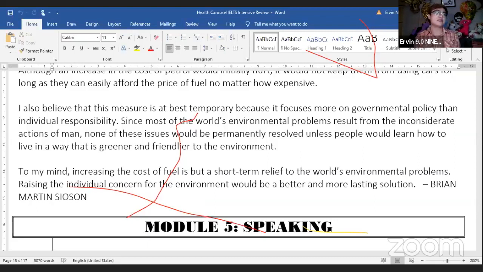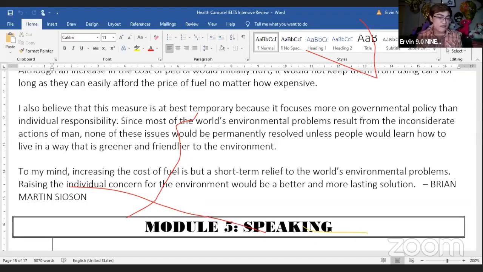He did not come up with something like in conclusion or in summary or therefore, because that's quite common. So he just wrote something like, to my mind, increasing the cost of fuel is but a short-term relief to the world's environmental problems. Go back to the intro, go back to the body. There was no part that Brian wrote something like short-term. What is it that he wrote in his conclusion? He expressed the key points using not exactly the same words that appeared in the intro and in the body. So if we increase the cost of fuel, it's just a short-term relief.